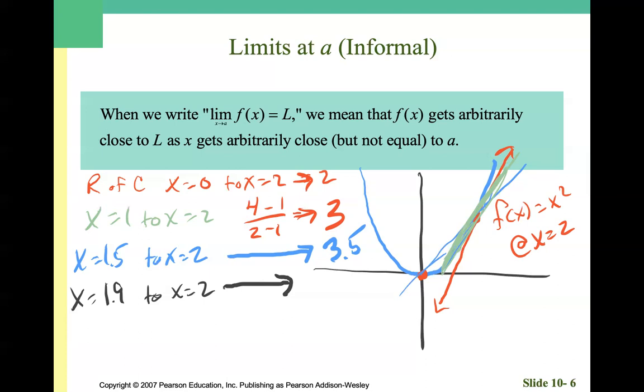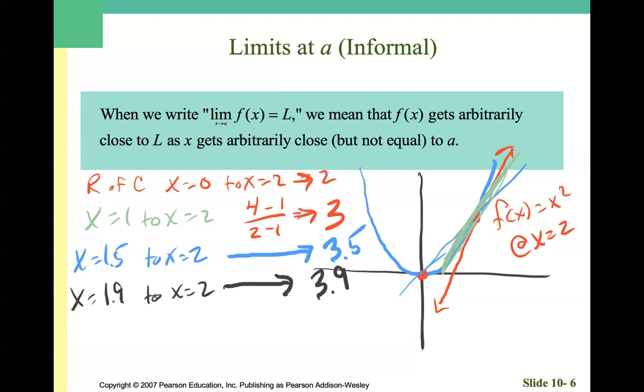All right. Should have got 3.9. Is that right? Should get 3.9. So does it appear that we're getting closer and closer to the actual slope? What do you think it is? 4. It is 4. Okay.